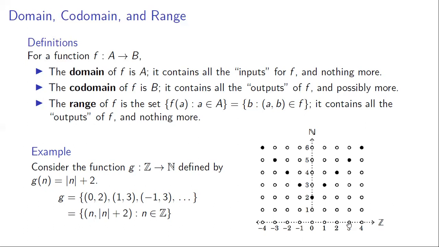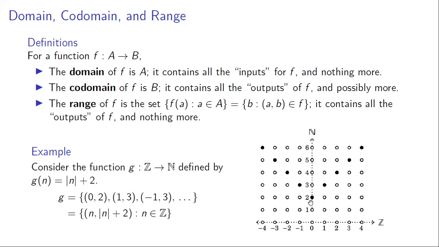Now the inputs could be any integer, right? Because this is the function from Z. The domain is Z. So the input could be any integer. So -4, -3, -2, -1, 0, and so on. And of course, going on in each direction. And then the black dots, the filled in dots, are the points that represent ordered pairs.